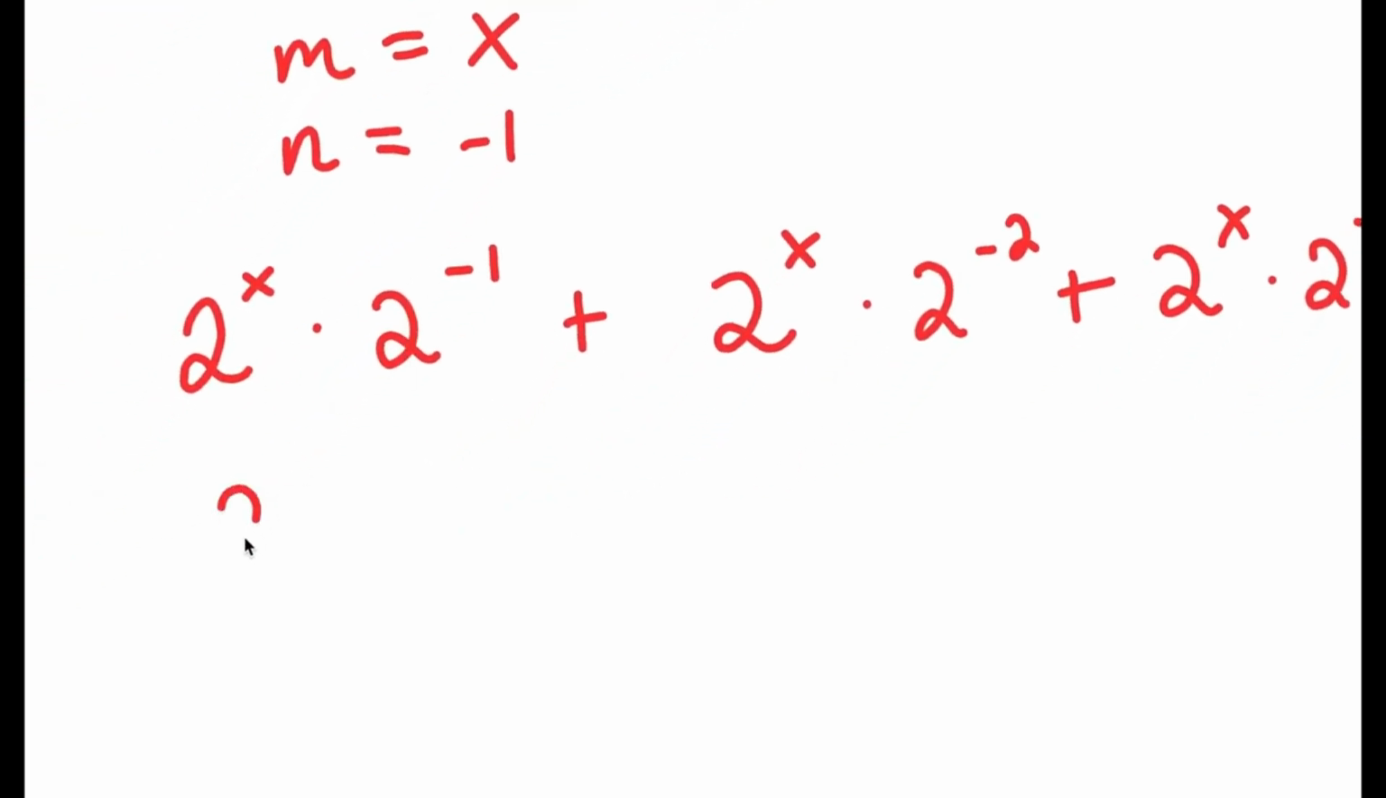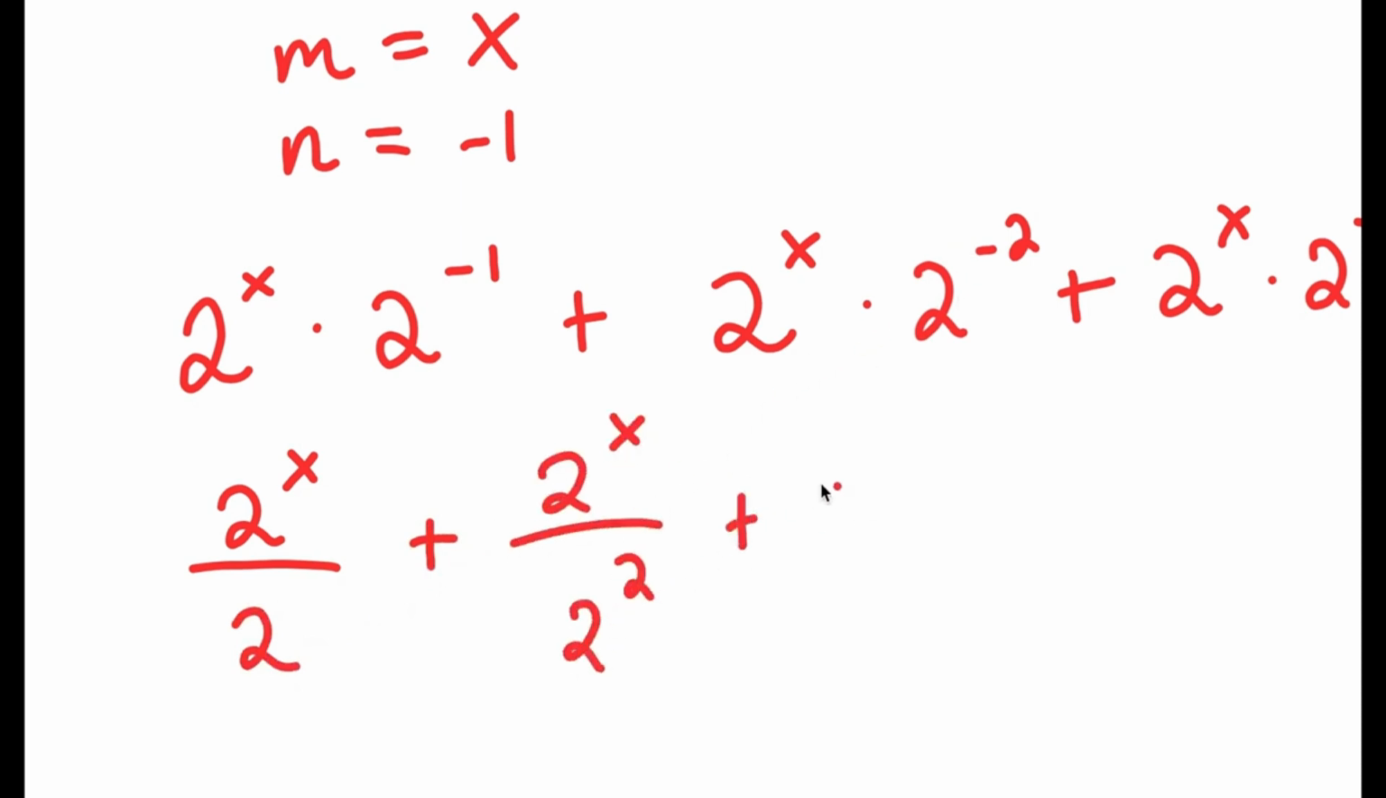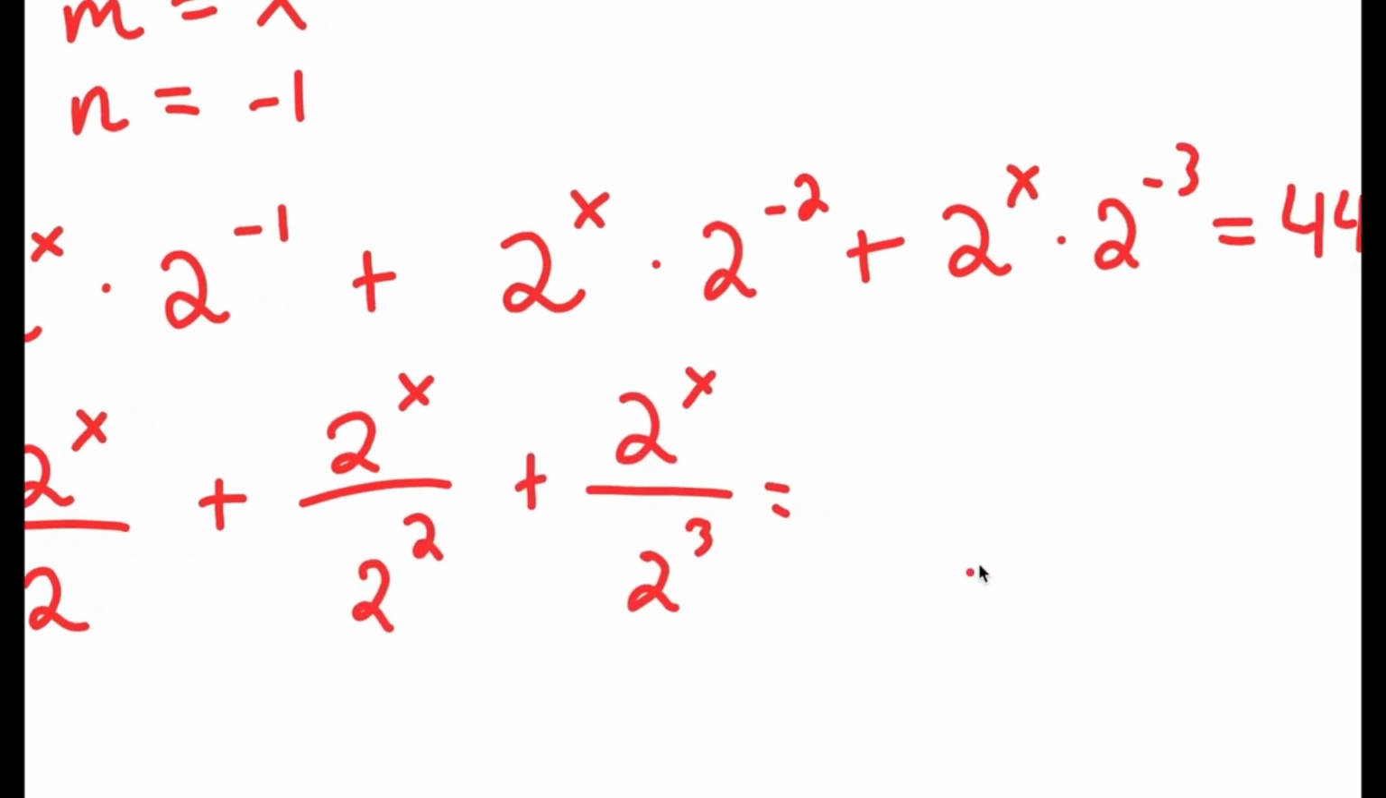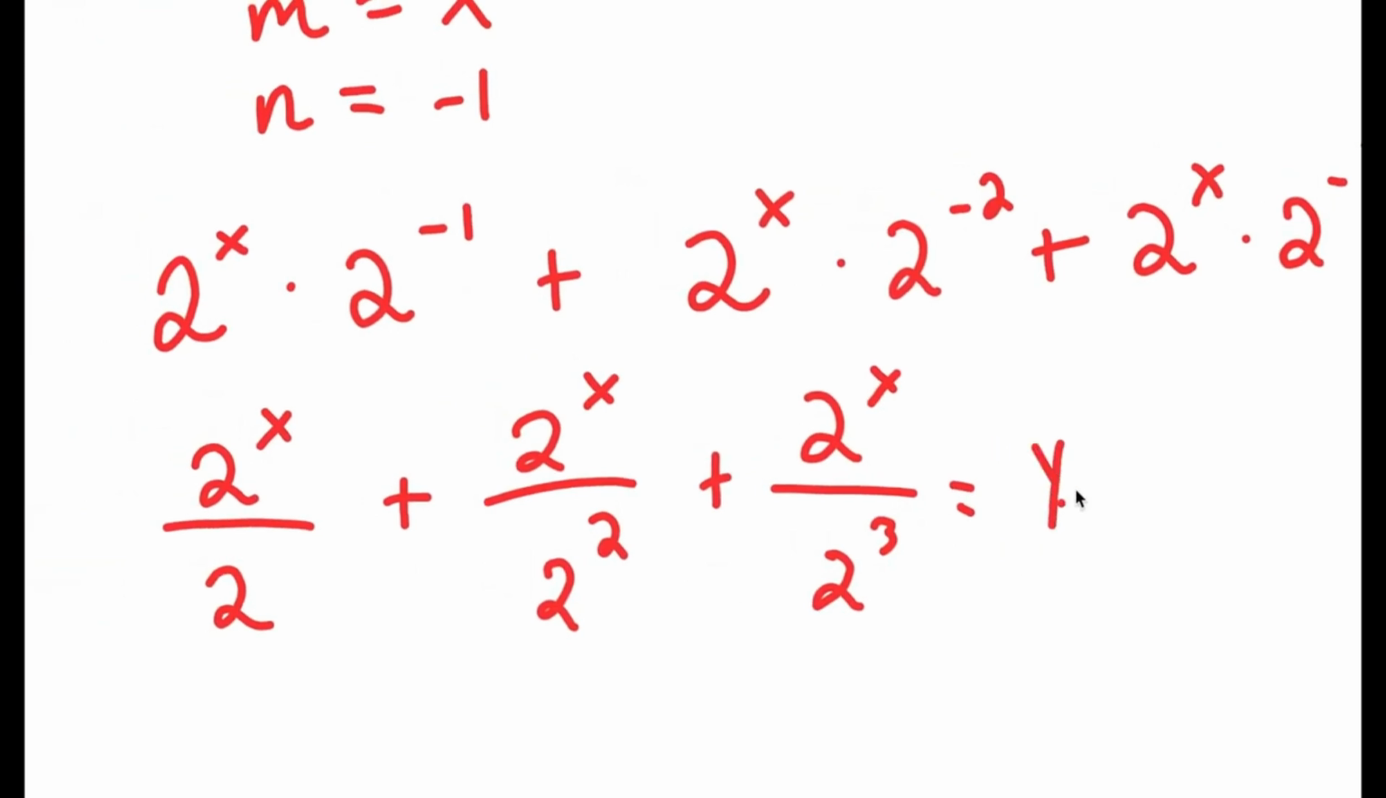Now 2 to the power of negative 1, that's the same thing as 1 over 2, which is, now if I multiply that by 2 to the power of x, I get 2 to the power of x over 2. Now I have this plus 2 to the power of x over 2 squared plus 2 to the power of x over 2 to the power of 3, and this is equal to 448.